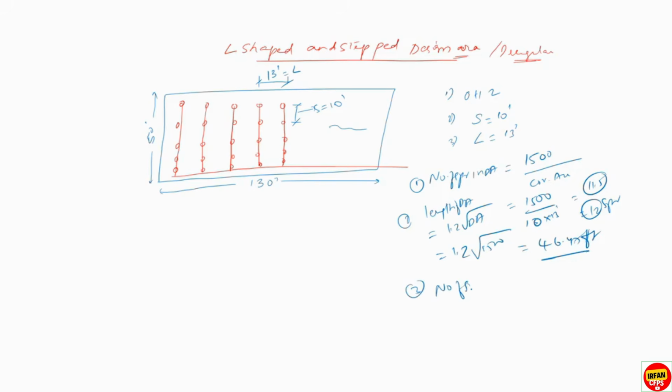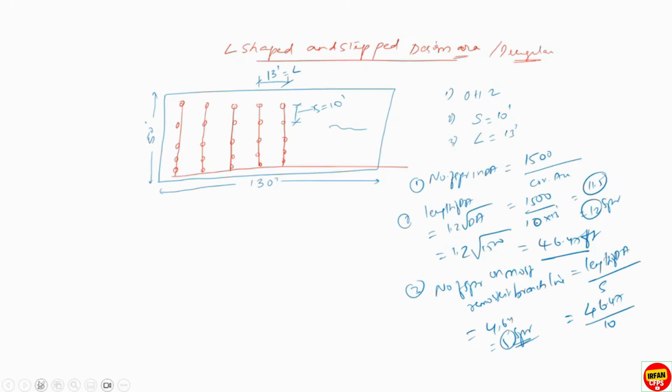And the third point, number of sprinklers on most remotest branch line, means on the length of the branch line, how many number of sprinklers to be considered. So length of the design area divided by S. Okay, so length of the design area is 46.47 divided by S. S is 10 feet, we know from the drawing. So we are getting 4.64. So 5 sprinklers we need to consider.